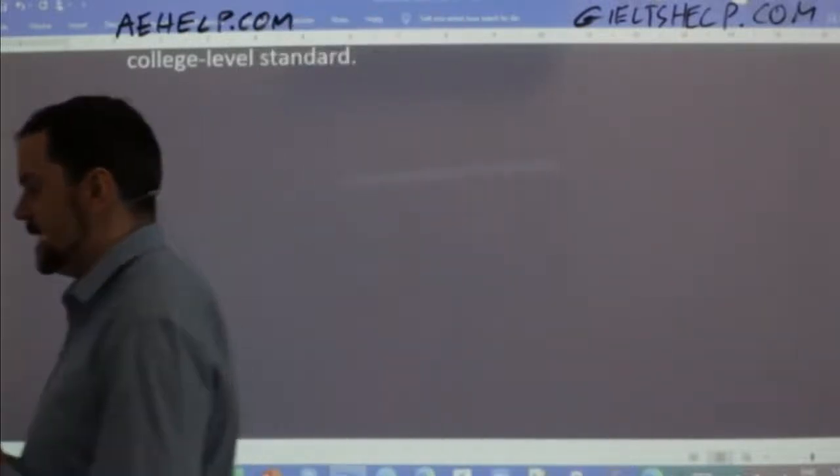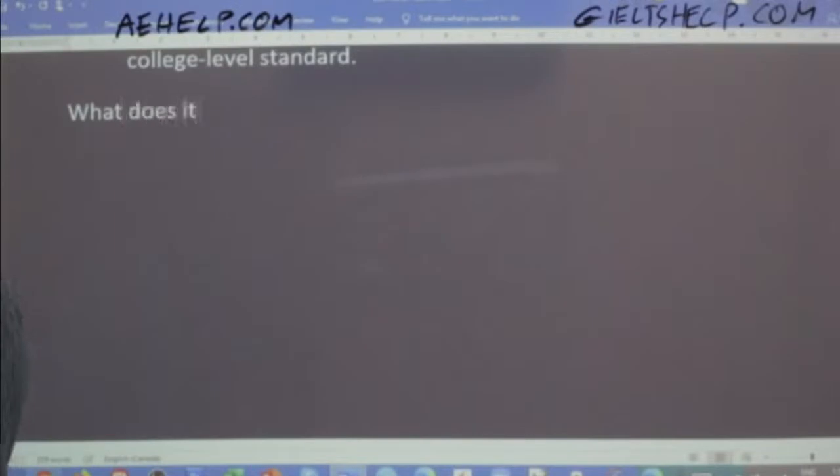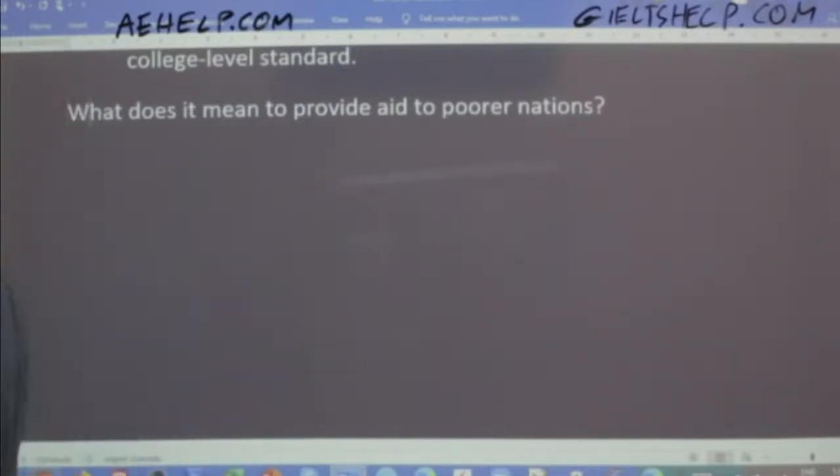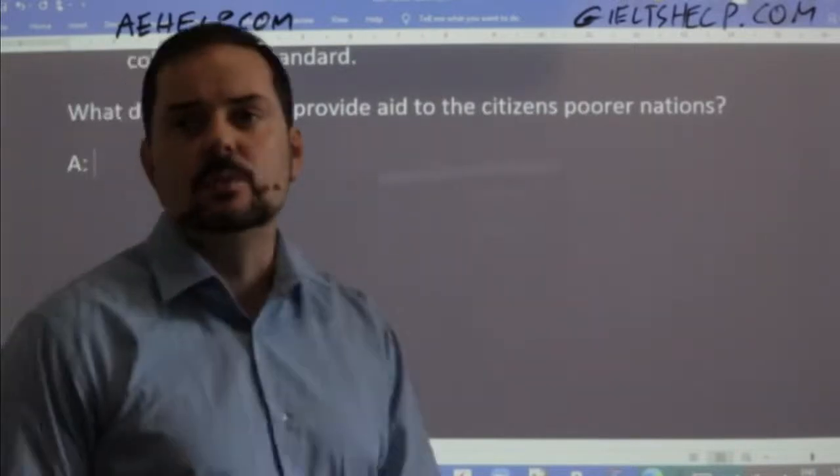Yeah, Rajveer, very good. What does it mean to provide assistance to poor nations? Okay, what does that actually mean? Or let's be more specific. What does it mean to provide aid to the citizens of poor nations? Okay. Good writing starts with good questions, and the more you can do that, the better it will be.